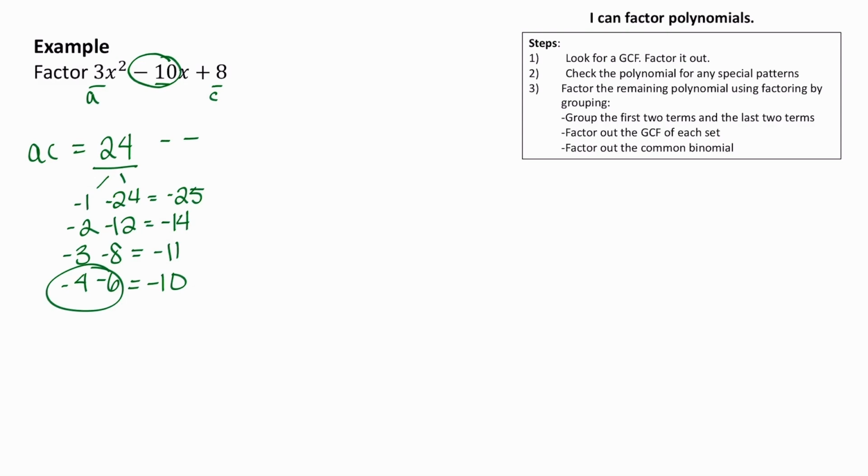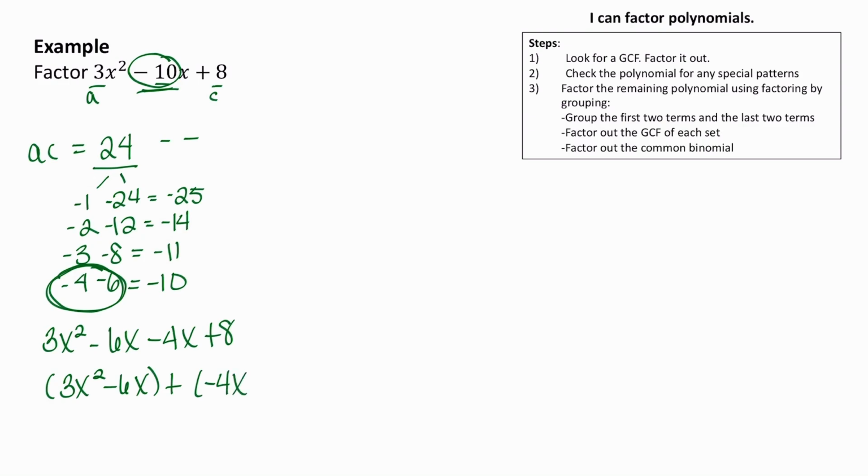So that means I'm going to rewrite this as 3x squared minus 6x minus 4x plus 8, right? So all I did was write these two factors. I used that to rewrite the negative 10x. Negative 10x became negative 6x minus 4x. So now I'm going to put my factors into two groups. So I have 3x squared minus 6x plus negative 4x plus 8. So now I'm going to look at the GCF of each group separately.